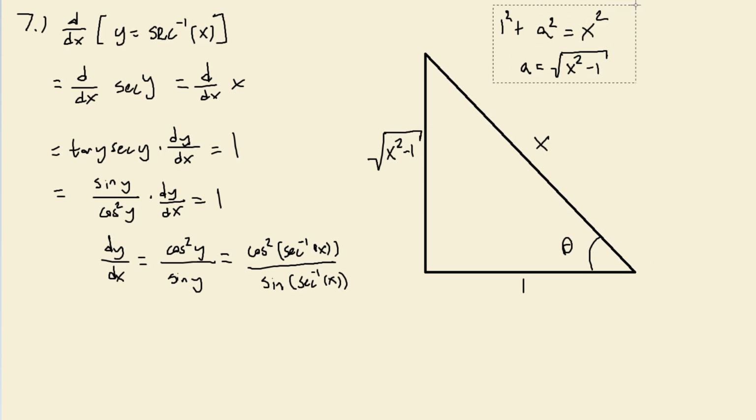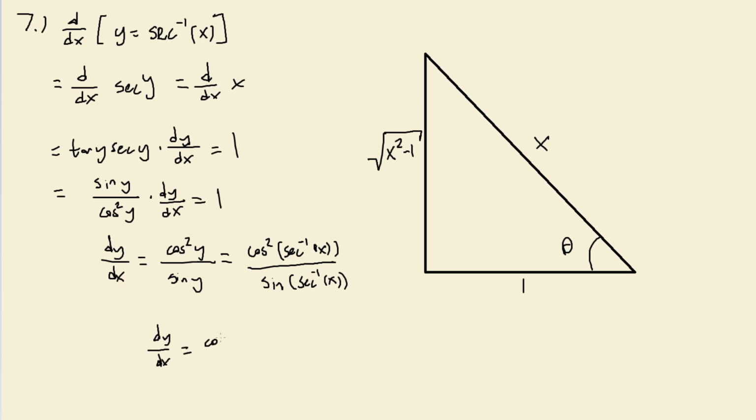And now, everywhere that I see an inverse secant of x here, I can plug in theta, because secant of this theta is going to be equal to x over 1. That's just x. So inverse secant of x is going to equal this angle theta. So now I have that dy/dx is equal to cosine squared of theta on this triangle divided by sine of theta on this triangle.